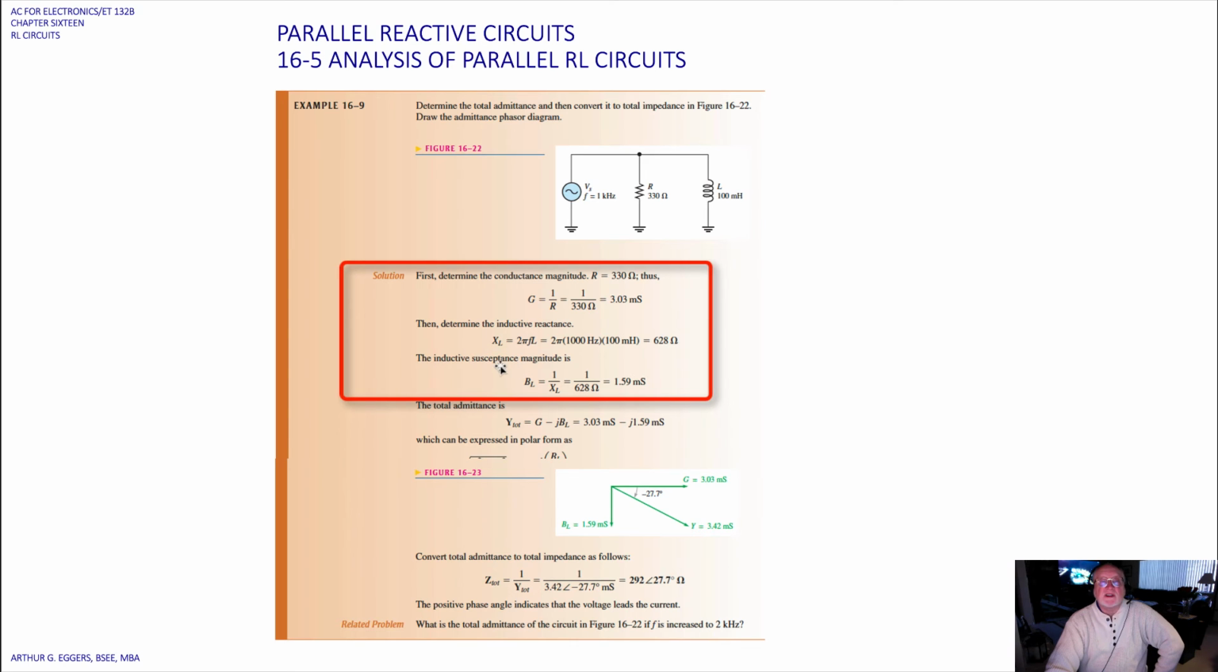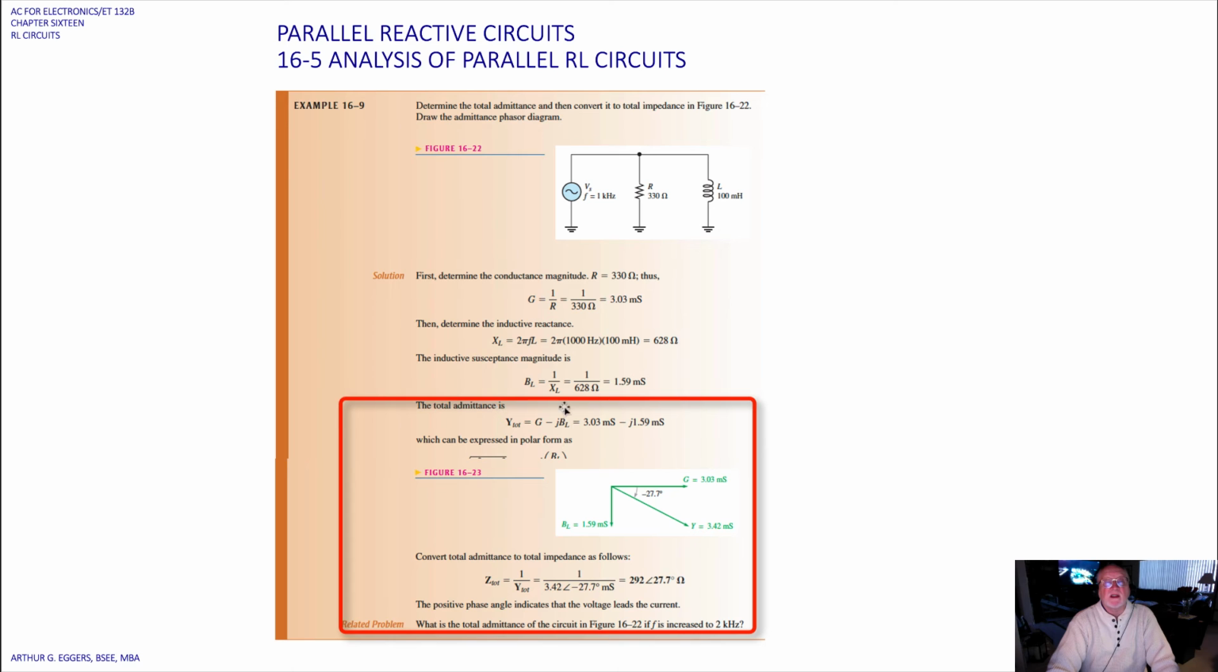The inductive susceptance magnitude then is the inverse, 1 over X sub L, which gives us B sub L for our susceptance. So 1 over 628 ohms gives us 1.59 millisiemens. So the total admittance for the circuit then is the conductance minus j B sub L. So 3.03 millisiemens minus j 1.59 millisiemens, which can be expressed in polar form.